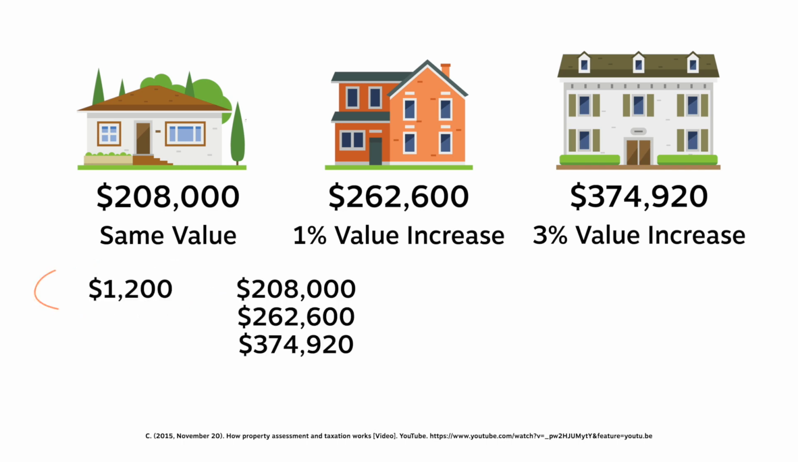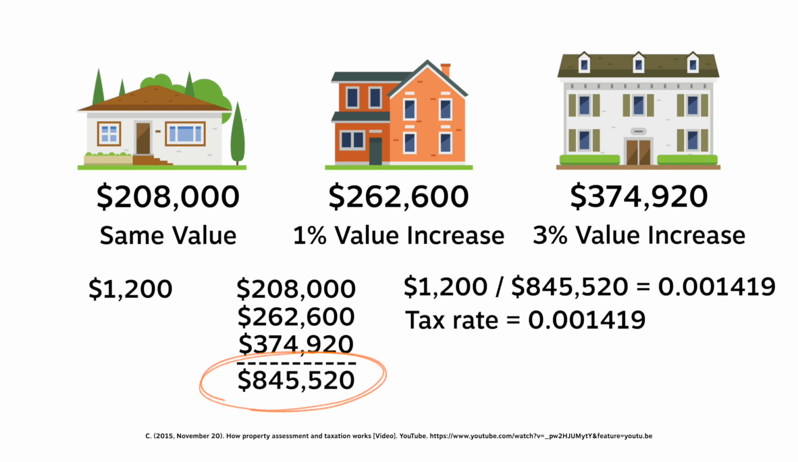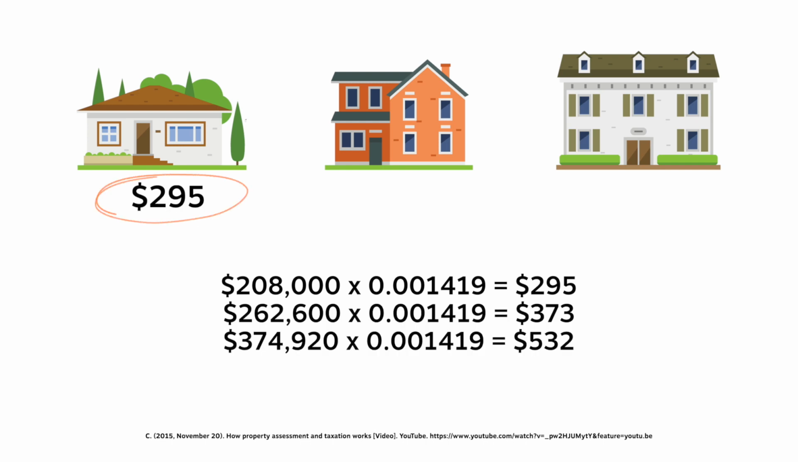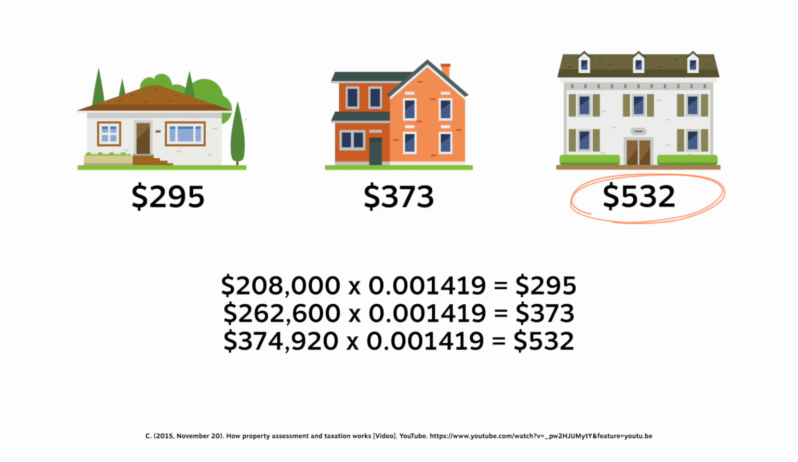So $1,200 divided by the new assessment equals the new tax rate. The net effect of the new value sees house number 1 paying less tax and the house that went up 3% paying a higher proportionate share. If all assessments do not go up equally, there's a redistribution of the tax. However, the total tax collected remains the same.